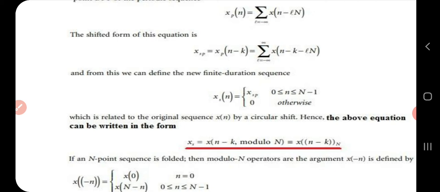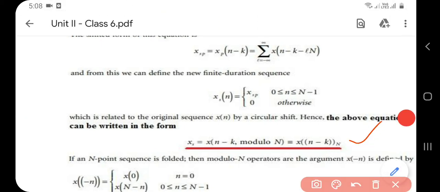So this is related to the original sequence x of n by a circular shift. So we can write the above equation in this particular form. x_s of n is equal to x of n minus k, comma, modulo N, or simply this is enough, x of n minus k, capital N, where this N actually stands for modulo.